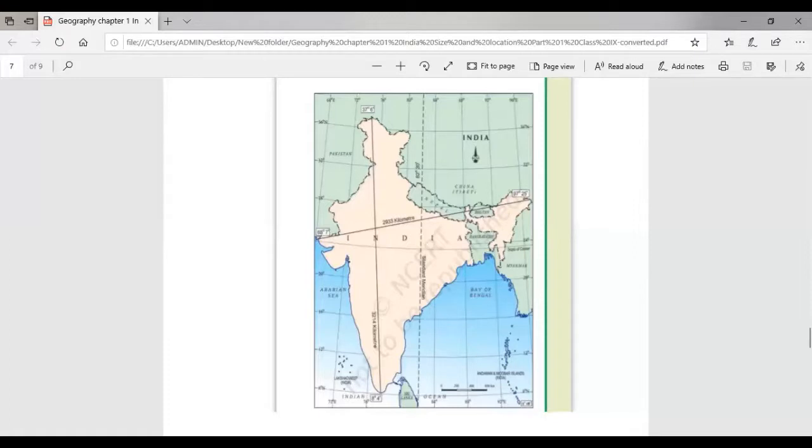And finally we learned about the standard meridian, and the time along the standard meridian of India that passes through Mirzapur in Uttar Pradesh is taken as the standard time for India. So this is what we learned in today's class. This covers the first half of Geography Chapter 1, India size and location.